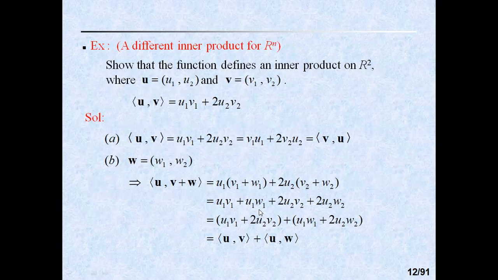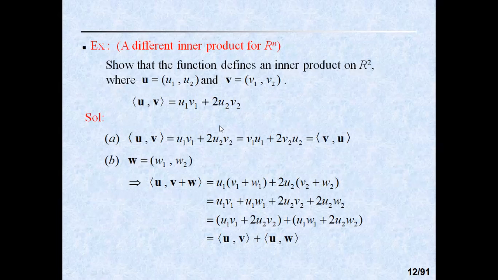Another different inner product is defined on R^n. Show that the function defines an inner product on R square, that is, a two-dimensional space, where u is equal to (u1, u2) and v is equal to (v1, v2). Here the inner product of u comma v is equal to u1 v1 plus 2 times u2 v2.